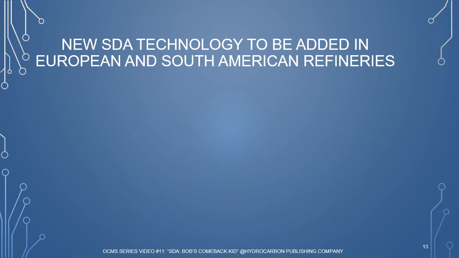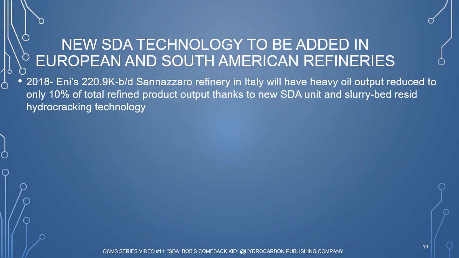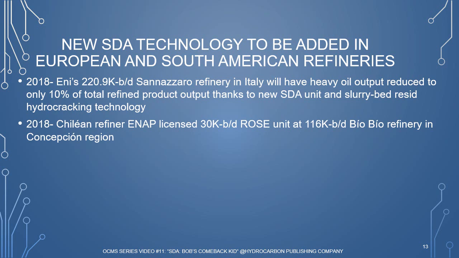In 2018, ENI announced that its 220.9 thousand barrel per day refinery in Sannazzaro, Italy will have heavy oil output reduced to only 10% of total refined product output due to the additions of a new solvent deasphalting unit and slurry bed resid hydrocracking technology. In April of 2018, Chilean refiner ENAP licensed a 30,000 barrel per day residuum oil supercritical extraction, or ROSE, SDA unit at its 116,000 barrel per day Bio Bio refinery in the Concepcion region of the country.